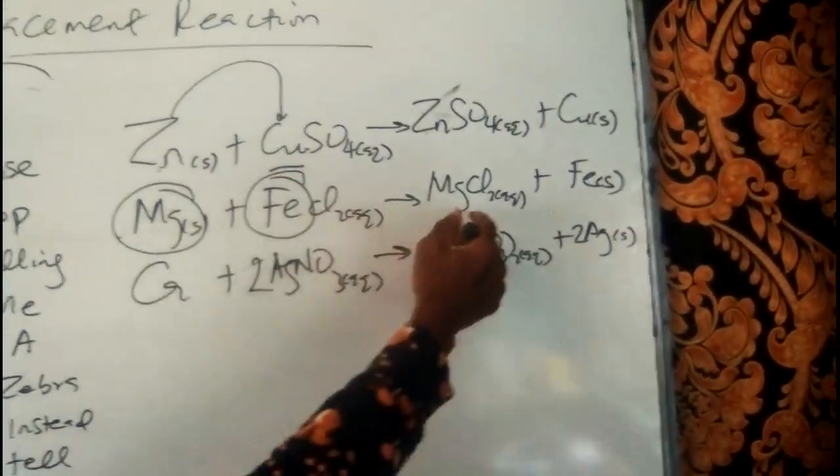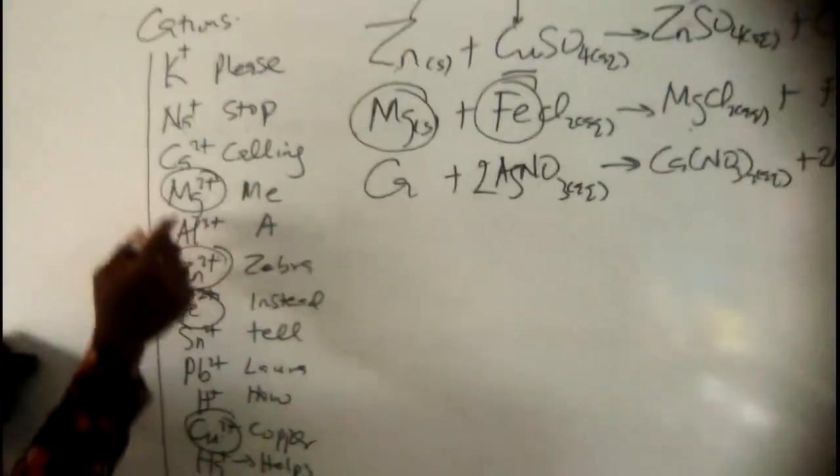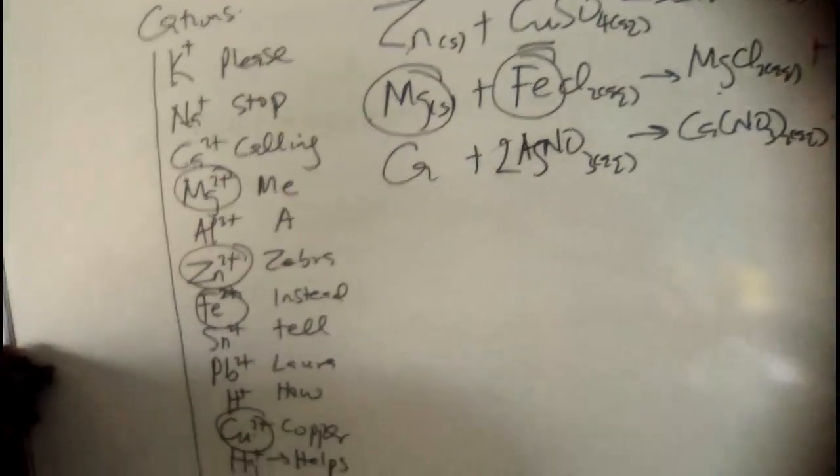Now look at equation number 2. Magnesium displaces iron to give all this product. Why? Look at magnesium. Look at iron. So magnesium is higher than iron, or more reactive than iron. Then look at equation number 3.